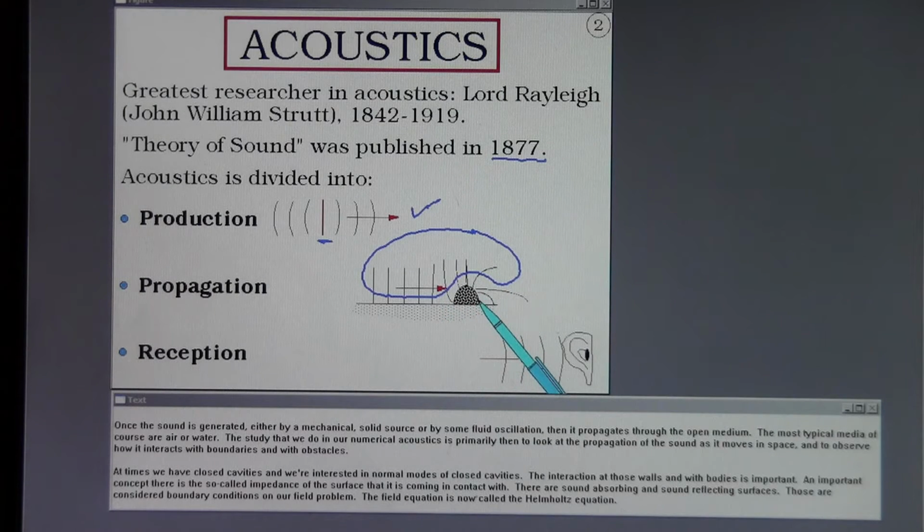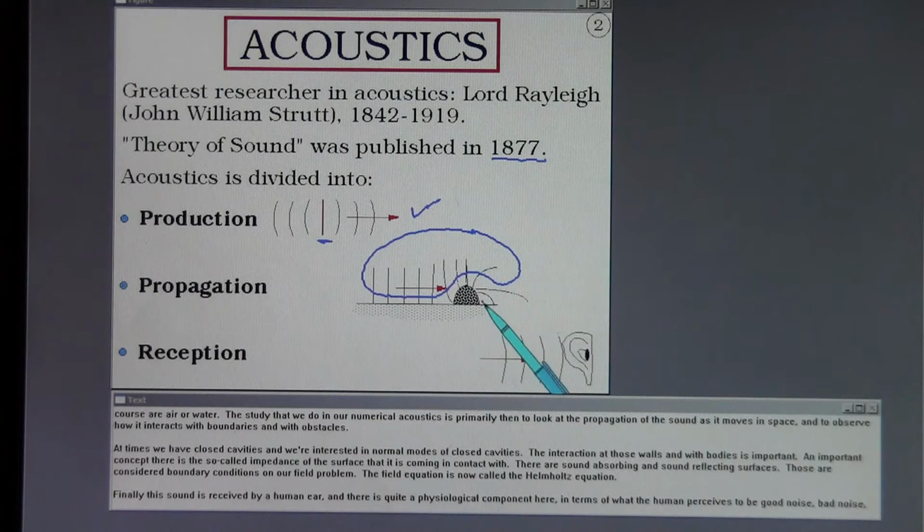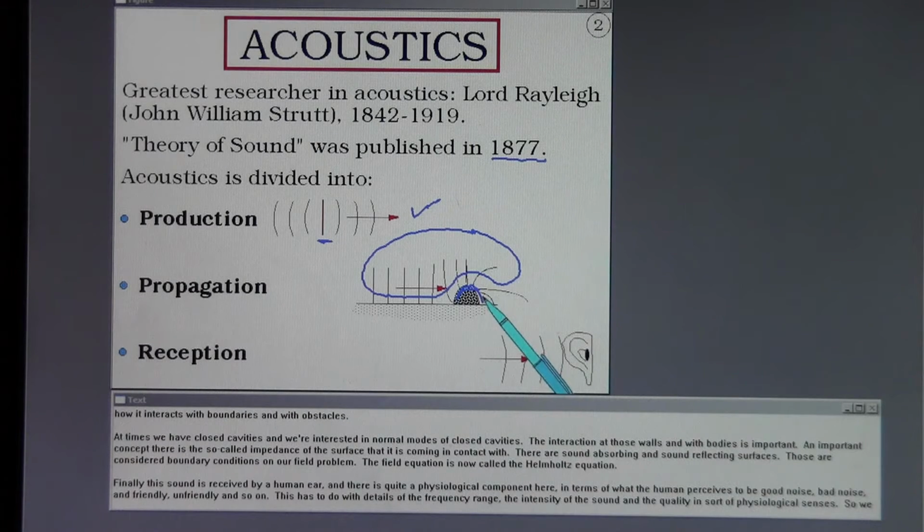At times we have closed cavities and we're interested in the normal modes of the closed cavities. The interaction at those walls and with bodies is important. An important concept there is the so-called impedance of the surface that it is coming in contact with. And so there are sound absorbing surfaces, there are sound reflecting surfaces. Those are considered boundary conditions in our field problem. The field equation is now called the Helmholtz equation.